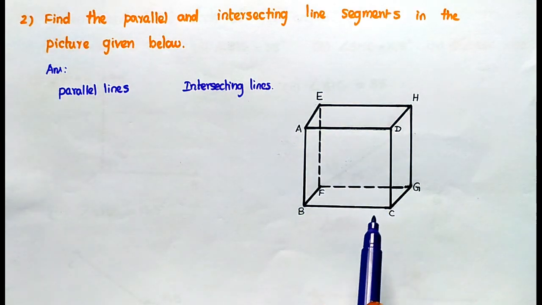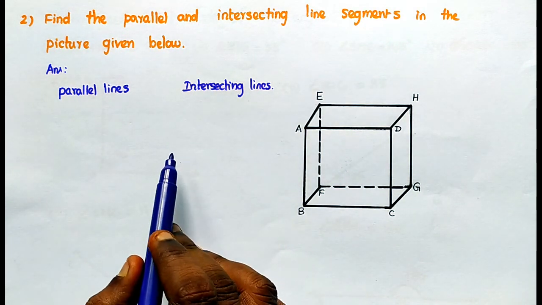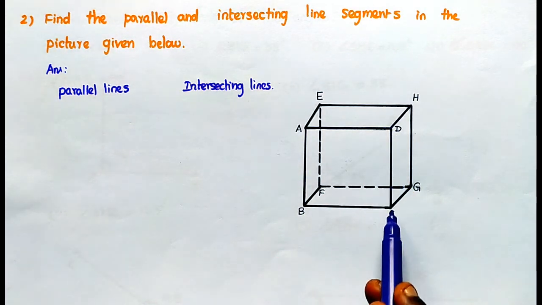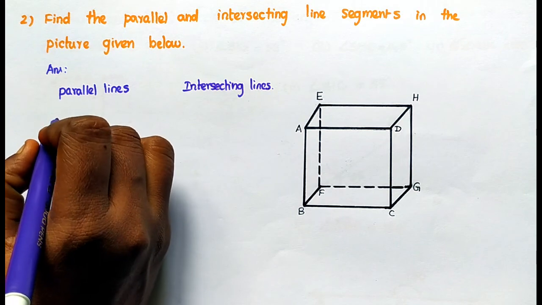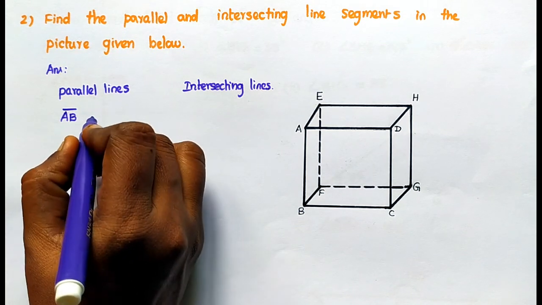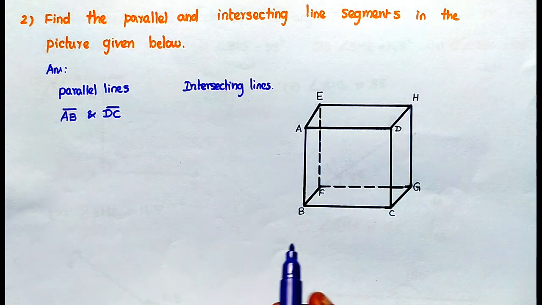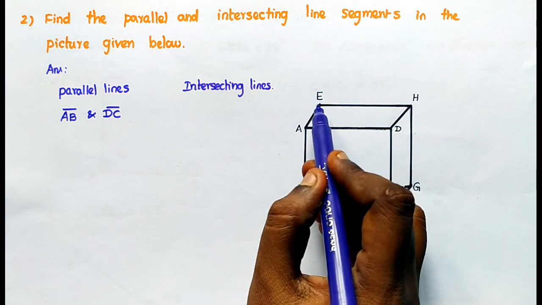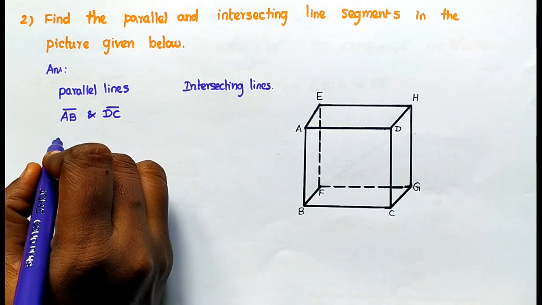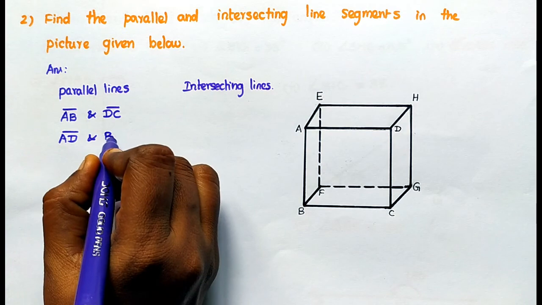Second one, find the parallel and intersecting line segments in the picture given below. Listen, they are given a cube, right? Here we want to find out parallel lines and intersecting lines. Listen here, AB and CD is the parallel line. So AB, that is line segment, and DC. Next one, AD and BC. First front box finished.